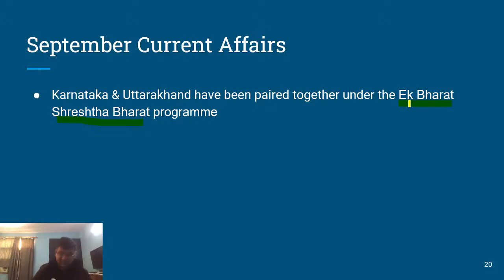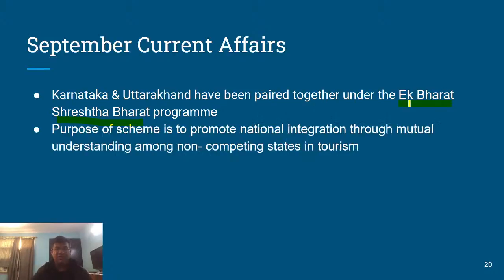So within this country, the idea is that different states of India are being paired together. Two states come together, and each of them promotes the other's tourism. Now please understand, you will obviously not have two rival states. When I say rival, I mean rival from the tourism angle. A very good example could be Uttarakhand and, say, Himachal Pradesh.